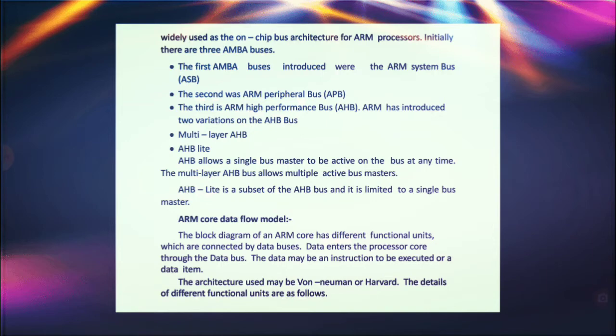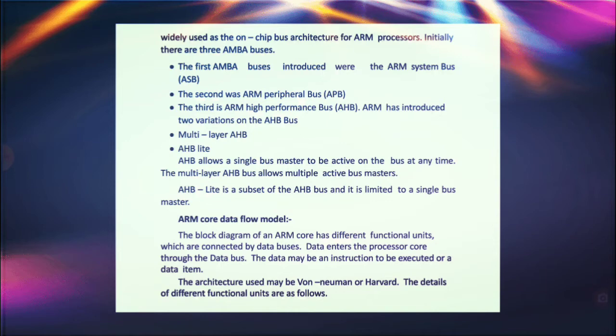AHB allows a single bus master to be active on the bus at any time. The multi-layer AHB bus allows multiple active bus masters. AHB Lite is a subset of the AHB bus and is limited to a single bus master. Next point, ARM core data flow model.